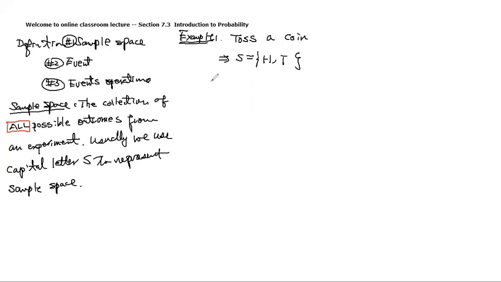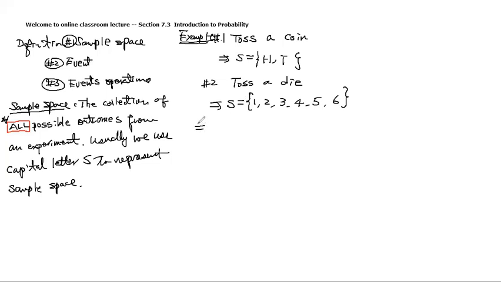Now let's take a look at my second experiment: I toss a die. A die has 6 faces, so when you toss a die, you could come up with 1, 2, 3, 4, 5, 6. So my sample space will just be 1, 2, 3, 4, 5, 6. That's what we mean by all the possible outcomes. You list all the possible outcomes.